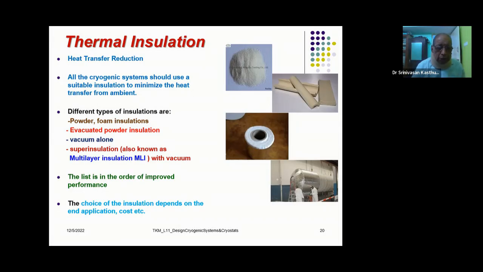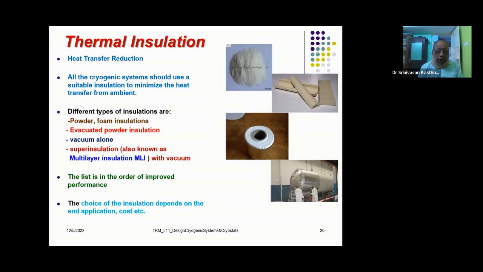You can use a powder insulation, or you can use a foam insulation. You can also use evacuated powder insulation. You can have a vacuum only as insulation, or you can use super insulation, which is called multi-layer insulation, along with vacuum. All this, whatever I have listed, is in the order of improved performance. That means multi-layer insulation with vacuum will be the best possible insulation that can be used for a system.